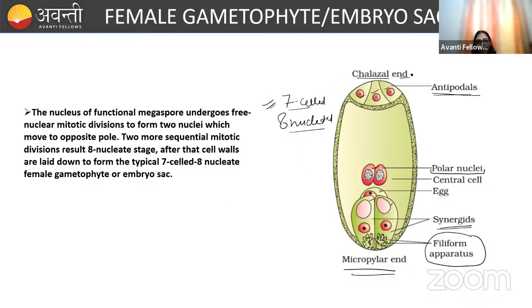And the development of this embryo sac is monosporic development, because a single megaspore leads to the formation of an embryo sac. So the development is monosporic.